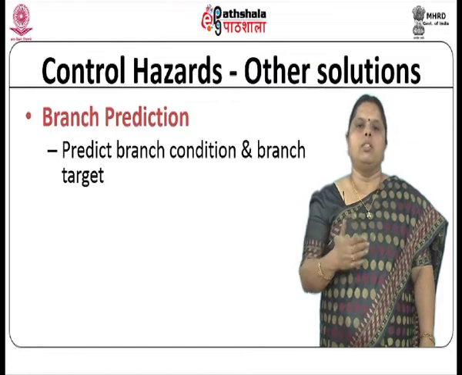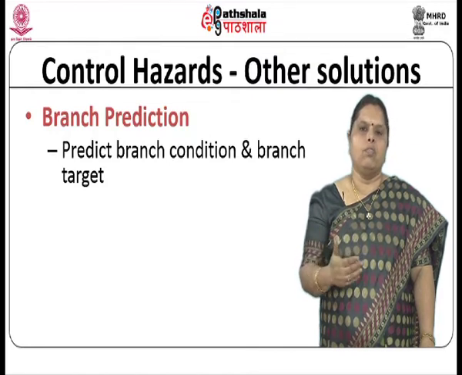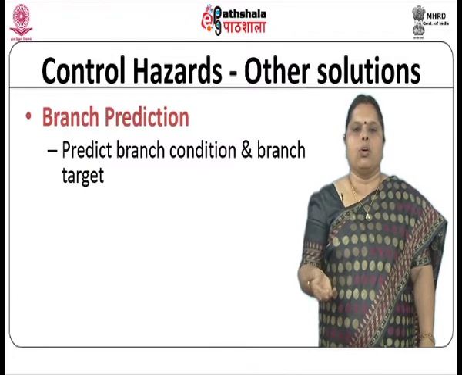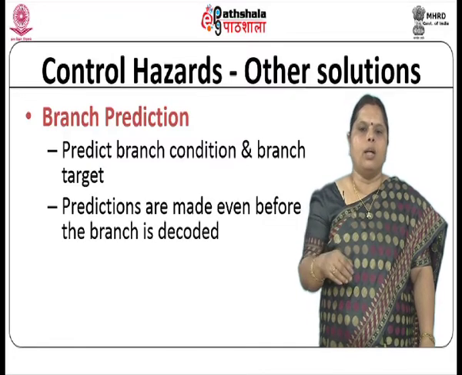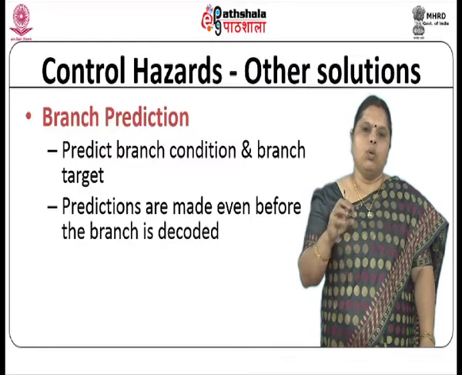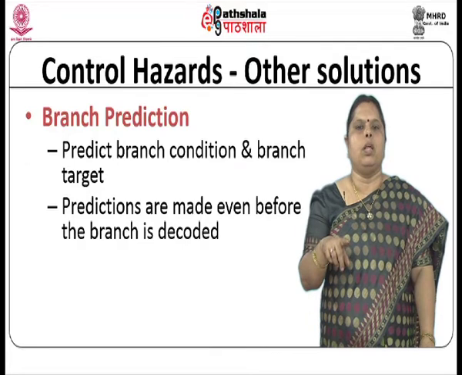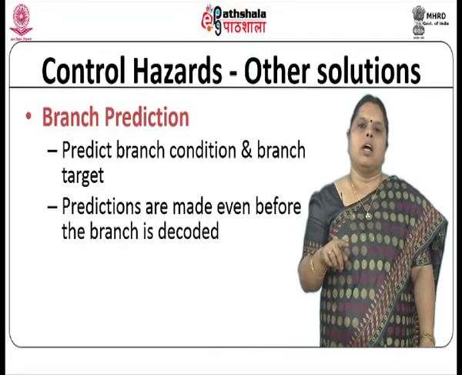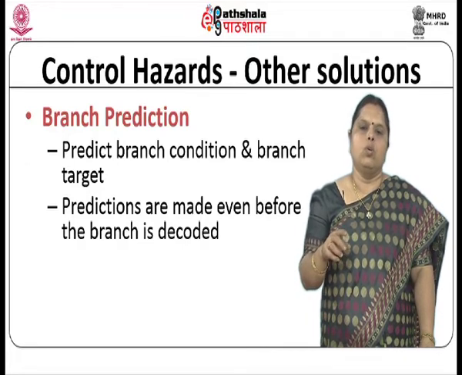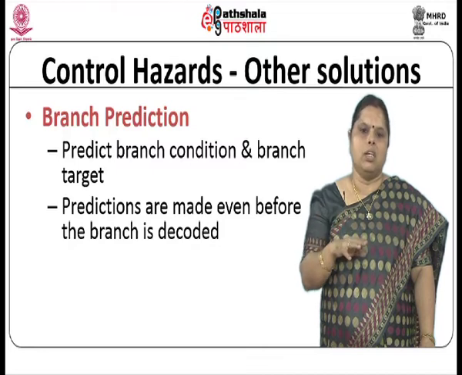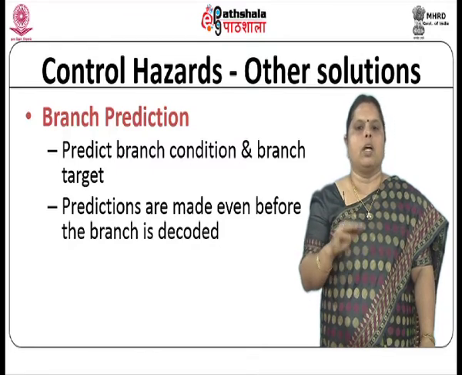So you can always make an educated guess of whether the branch is going to be taken at this instance, or the branch is not going to be taken. So you will have to predict both the branch condition, because two things will have to be evaluated for a branch. The branch condition will have to be evaluated, and the branch target address will have to be evaluated. So you make a prediction about the branch condition, you make a prediction about the branch target.